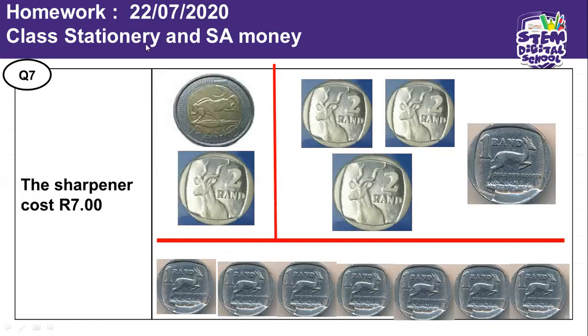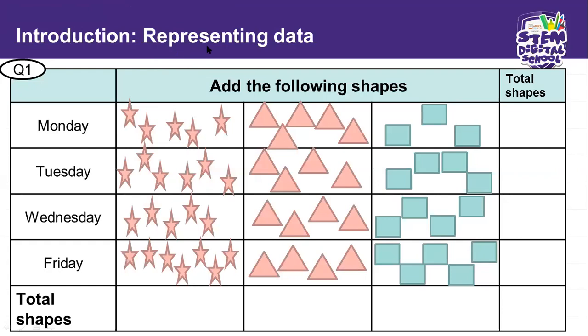Okay, let's go to the next one. Here we are talking about data, representing data or representing information, or how to sort out things. So I want you to tell me, how many stars do I have here? Anyone who wants to tell me how many stars we have there?